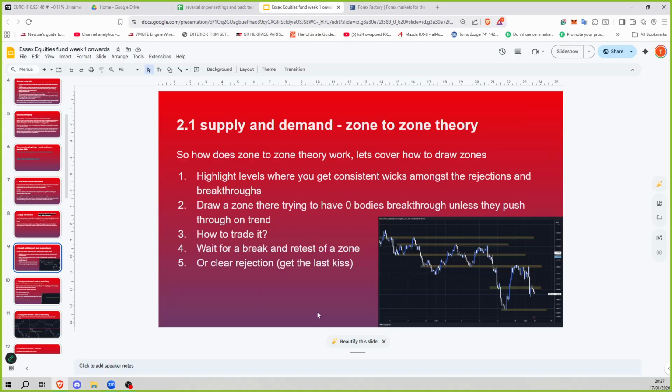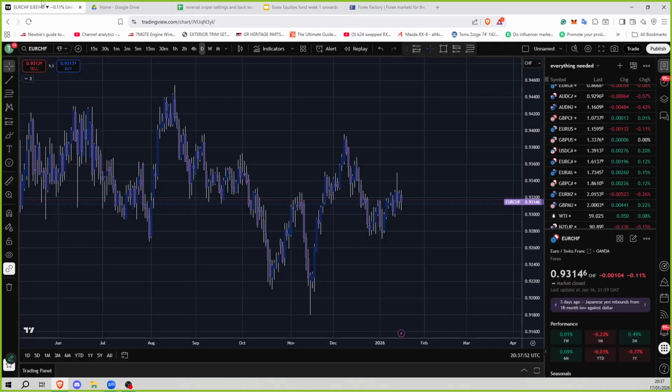So, zone-to-zone theory. Pretty straightforward stuff. You're basically looking for areas where you've got a bunch of wicks, and you try and plot them on a chart. Now, some people do it with lines. It's not really a zone if it's a line, and I always find zones are a bit easier. You can grab a good range of the wicks, make some tops and bottoms, and see where things are testing against.